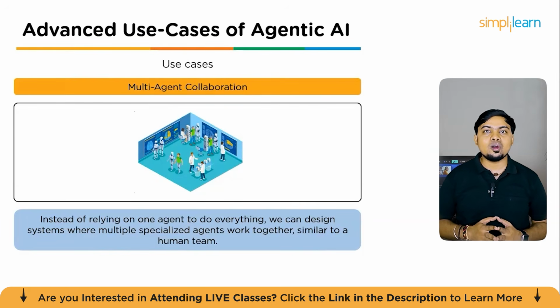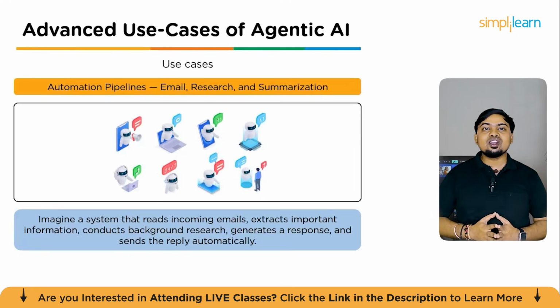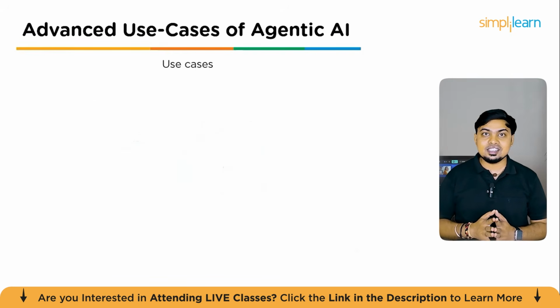Now, let's go through automation pipelines like email, research, and summarization. Agentic AI also enables end-to-end automation pipelines. Imagine a system that reads incoming emails, extracts important information, conducts background research, generates a response, and sends the reply automatically. That entire workflow can run with minimal human supervision. These automation pipelines significantly reduce manual workload and improve productivity across business operations. They are knowledge-based tasks.